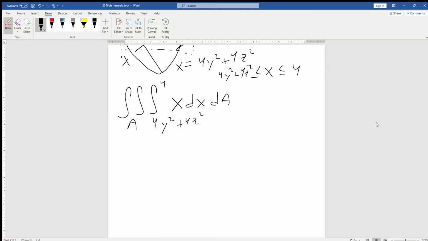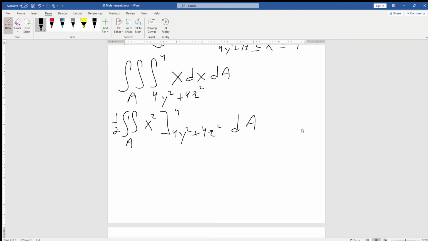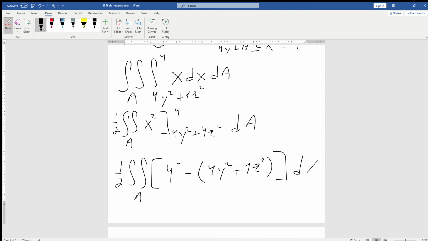If I evaluate this, I end up with a double integral over some area A of 1/2 x squared, so I'm going to factor out the 1/2, and that ranges from 4y squared plus 4z squared to 4. And we still have dA out here. So we have 1/2 the double integral over A, and then we have, in brackets, the quantity 4 squared minus the quantity 4y squared plus 4z squared, dA. I think I made that backwards at first, sorry about that. And this is squared as well.